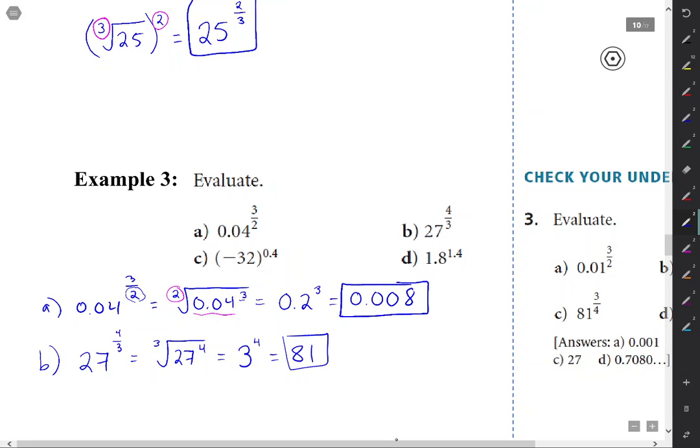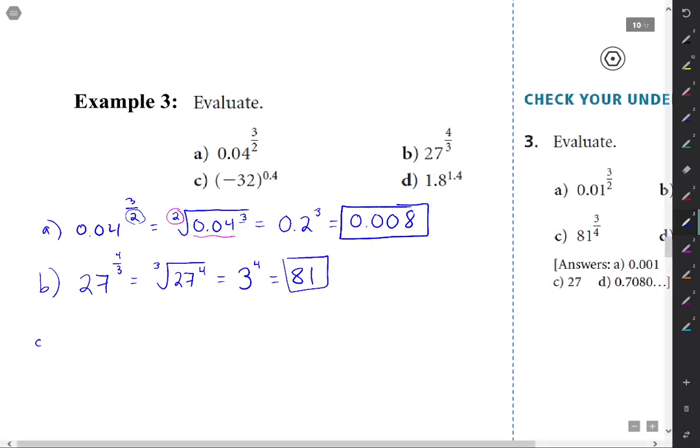If you did 27 to the power of 4 first over here, you would still get the same answer, and then you would have to third root it. You would still get 81, but you might not be able to do that in your head. You might need a calculator for that. Let's look at C. We now have a negative number, negative 32, and we also have a decimal exponent. So this one gets a little bit more tricky.